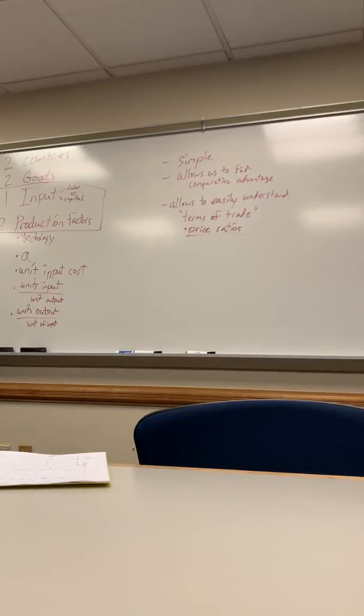So before we get into a specific example, these are the upsides. What are the downsides of the Ricardian model? And actually, I guess specifically, there's one major downside to the Ricardian model versus Heckscher-Ohlin or specific factors.